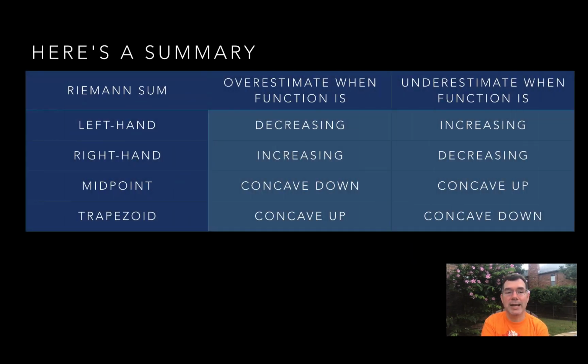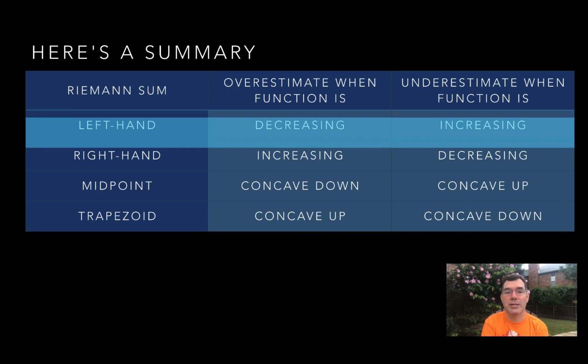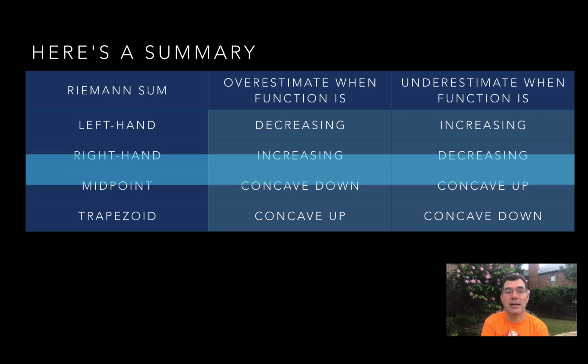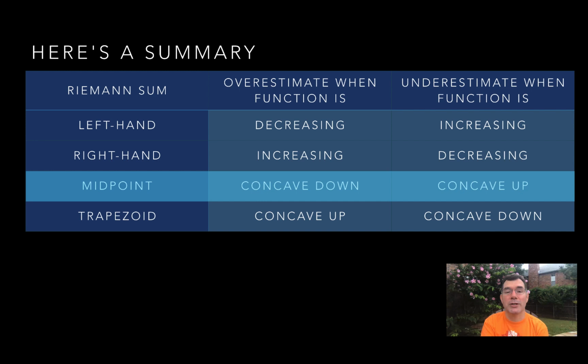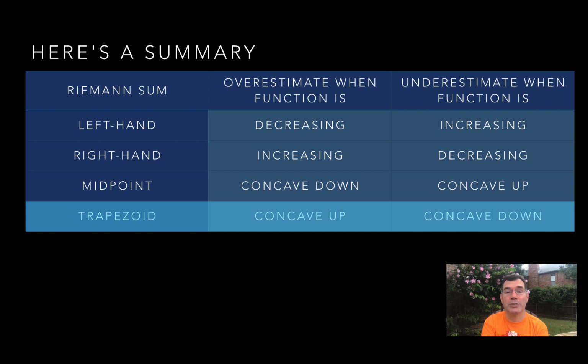So here's a summary right here in this table. A left-hand Riemann sum is going to overestimate when a function is decreasing. It's going to underestimate when a function is increasing. The opposite is going to be a right-hand Riemann sum, which is going to overestimate when the function is increasing and underestimate when the function is decreasing. The midpoint sum is going to overestimate when the function is concave down and underestimate when the function is concave up. And then the trapezoidal sum is going to overestimate when the function is concave up and underestimate when the function is concave down.